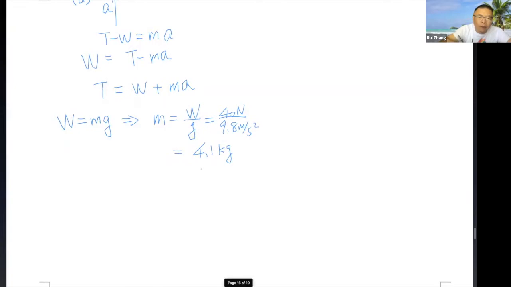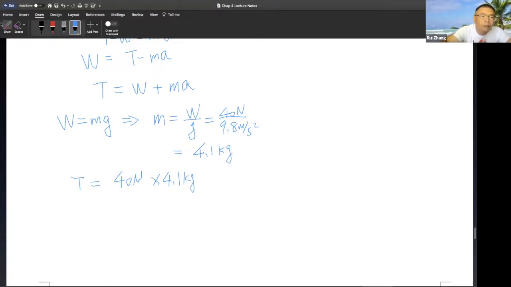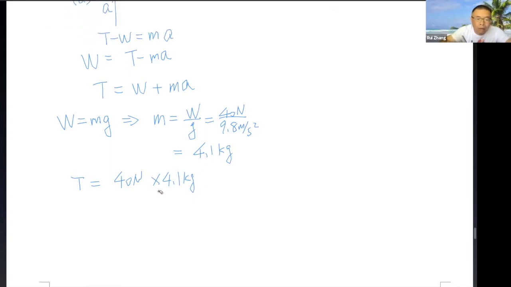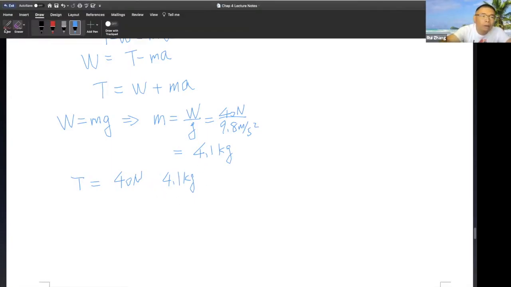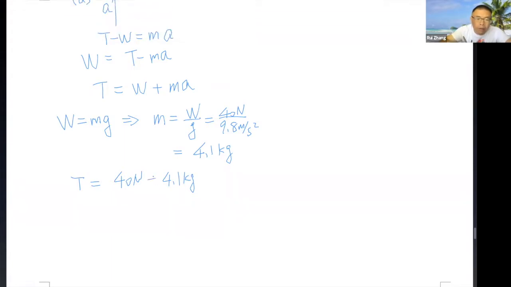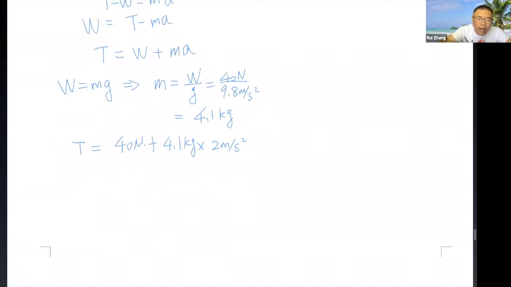And then you know everything. You can solve for the tension. So tension equals W plus ma. W is 40 Newton, and then the mass is 4.1 kilogram. Oh, sorry, this is a plus. Let me erase it. Okay, plus 4.1 kilograms times acceleration, which is 2 meters per second squared. This is the real acceleration, okay? It's 2 meters per second squared because going upward, so it's positive, okay? Combined together, the second part you got 8.2, so you got 48.2 Newton, okay?